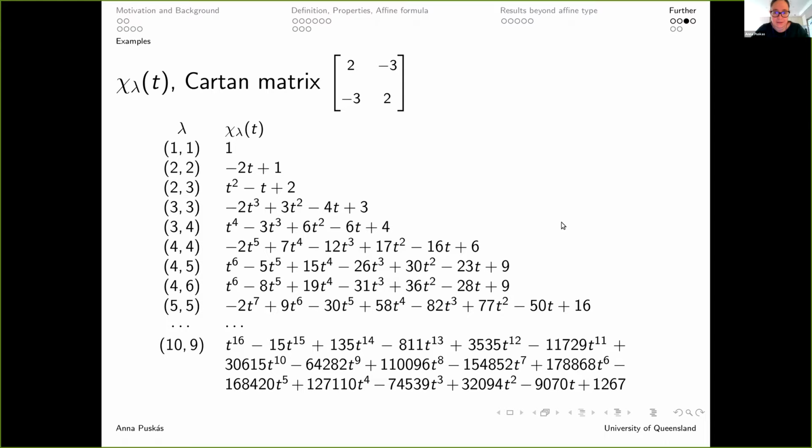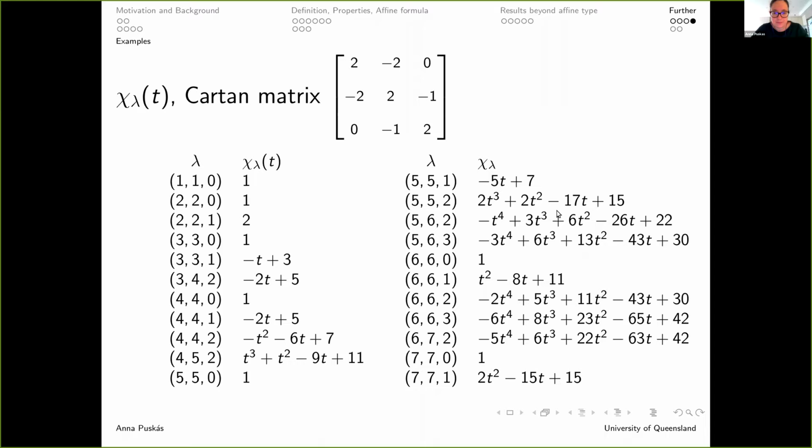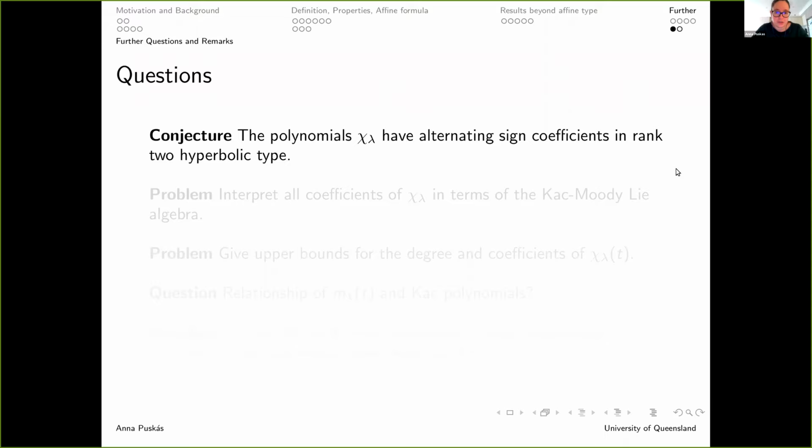Okay, let's go to the next one. It is no longer the case, right? For example, for 4, 5, 2 here, we have a t cubed plus t squared. So it does seem like the alternating coefficient behavior stops after rank 2. But nevertheless, we can compute some of the coefficients here. So in some sense, this left us with more questions than answers. So here's a conjecture. The polynomials chi lambda have alternating sign coefficients in rank 2 hyperbolic type.